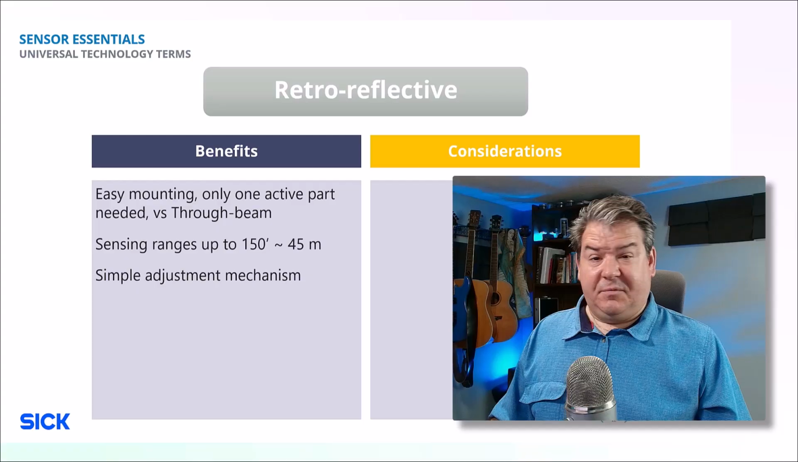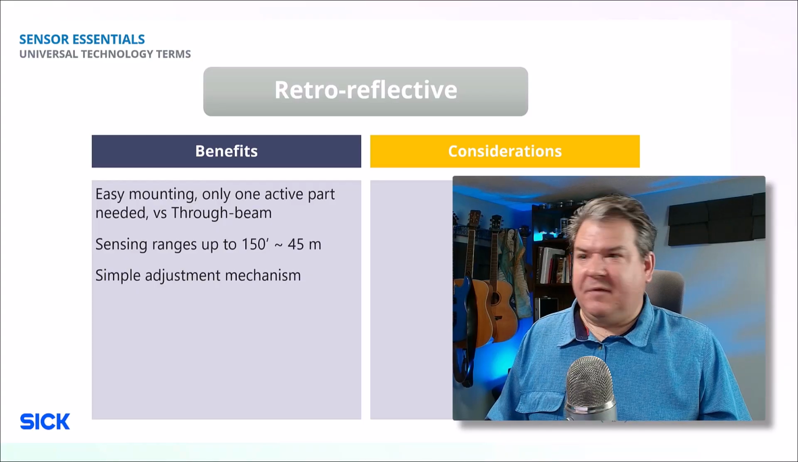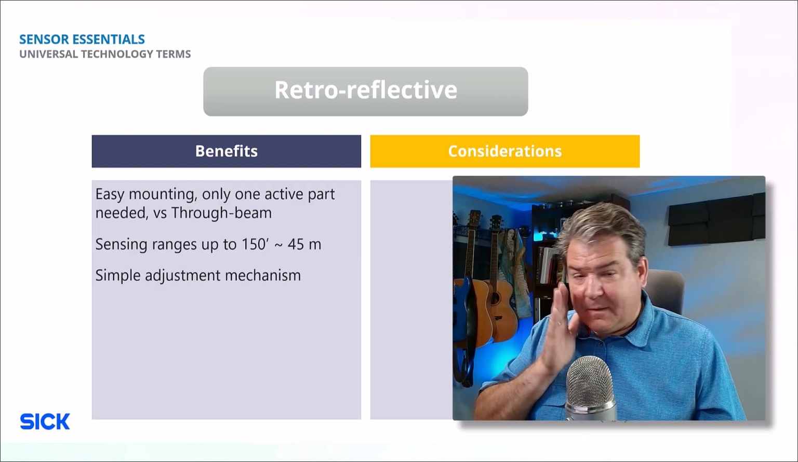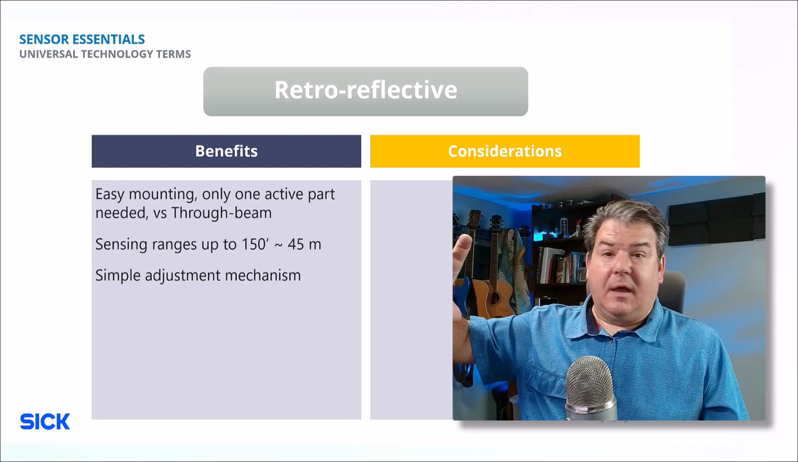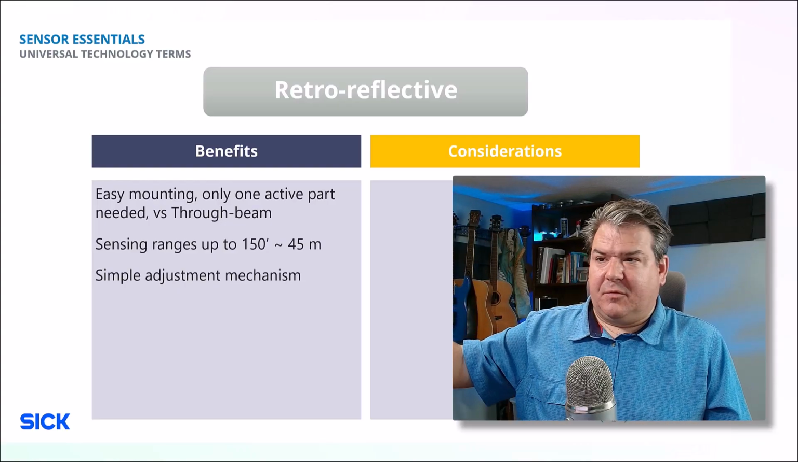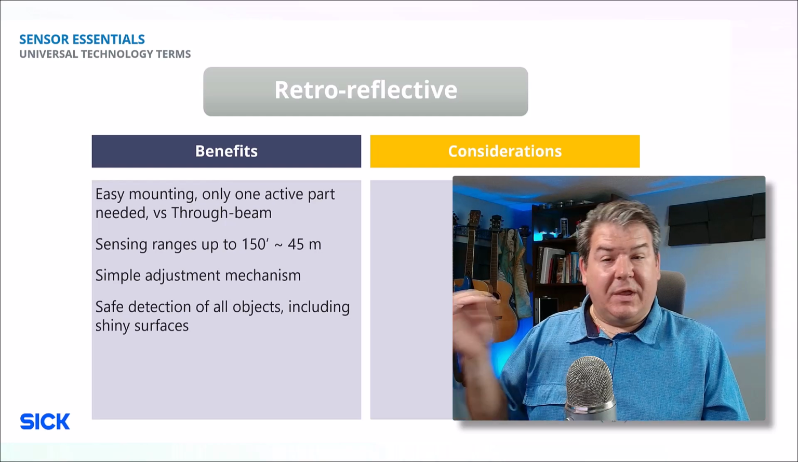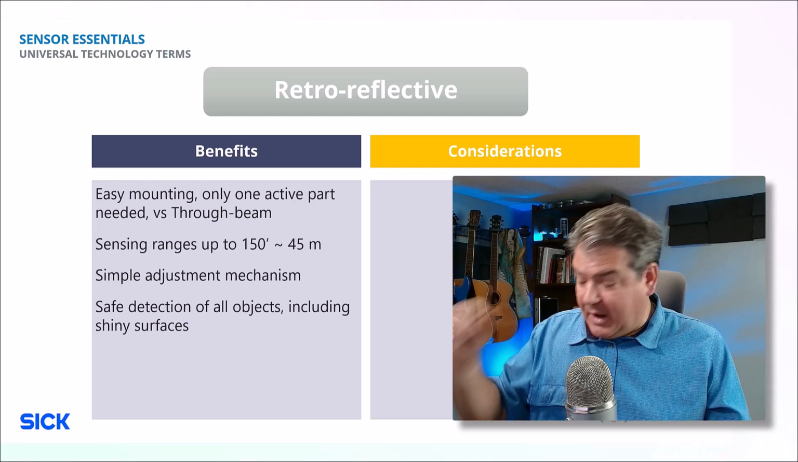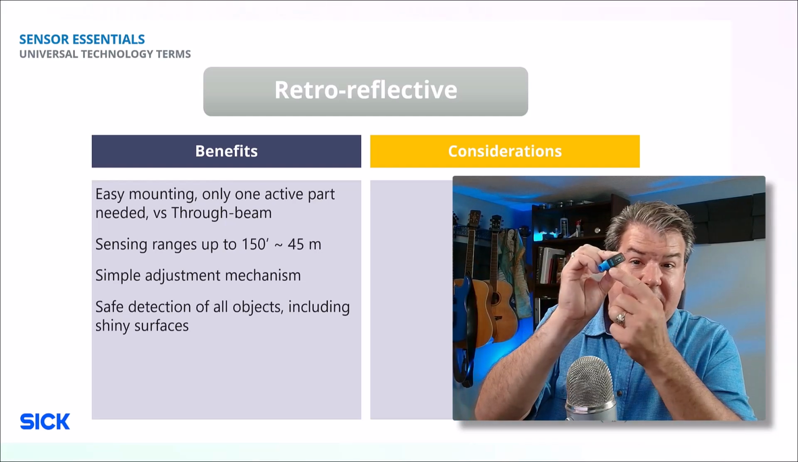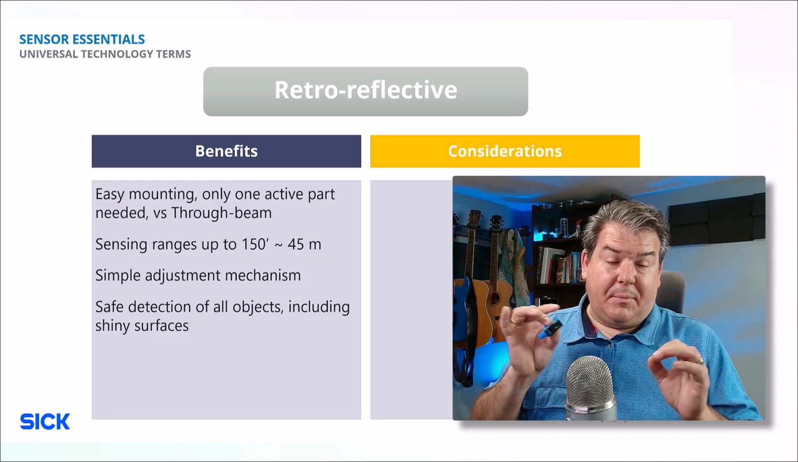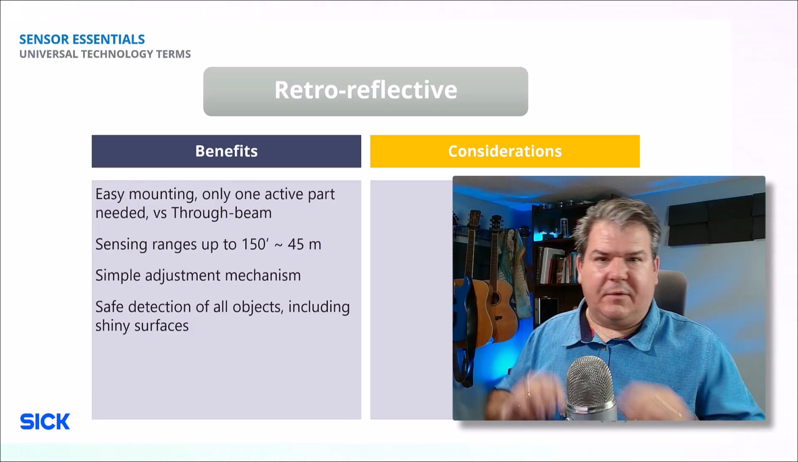There's a simple adjustment mechanism, if it's even called that. Basically, you just have to physically align the sender and the reflector to make sure it gets the light. There's really no other adjustments or distance things to set up. We even have some special sensors that give a little bar graph on the back that even tell you how well you are set up and how well you are aligned on that reflector.